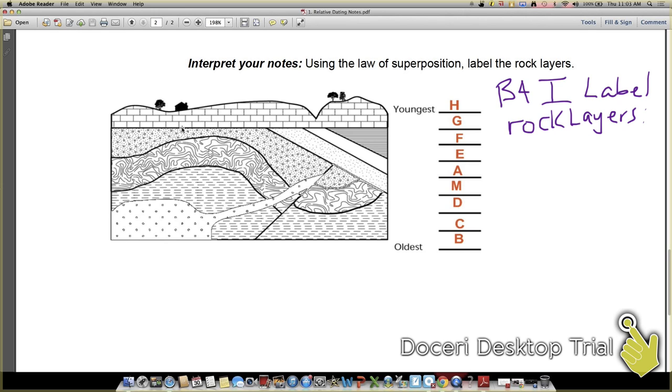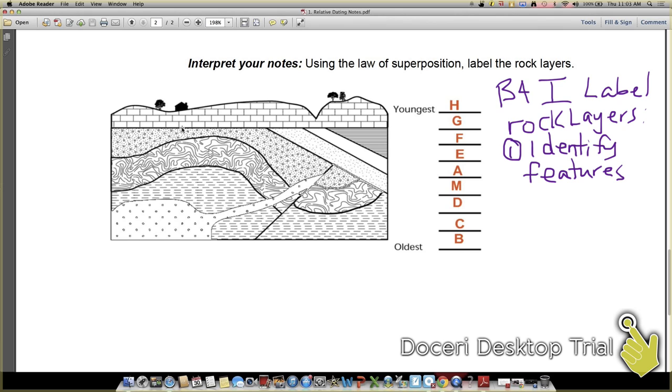And you're going to write down some rules that you're going to do before you label rock layers. Number one, you're going to identify features. What are features? Madison? Both of them. Intrusions and faults.